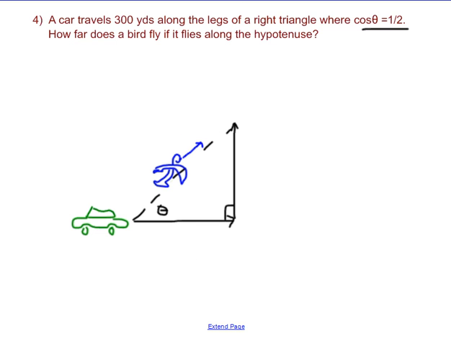Now, keep in mind when it says 300 yards along the legs of the right triangle, it's saying that this total distance that I'm marking in red is 300. And what you're trying to find is what I'm going to mark here in purple. You're trying to find that length for the hypotenuse. So see what you can do to try to figure it out. Also think about this as the cosine of theta equals 1/2. That should help you come up with a special case right triangle that you can use for this problem.